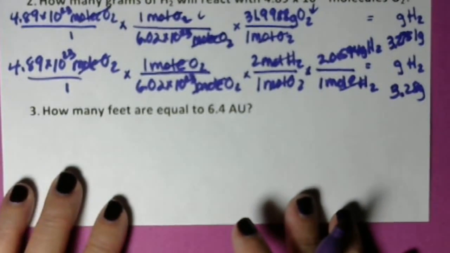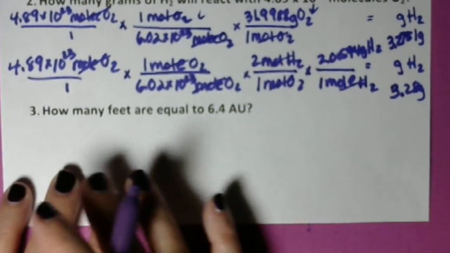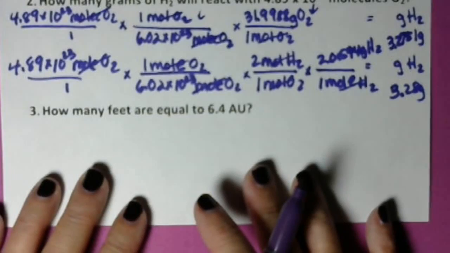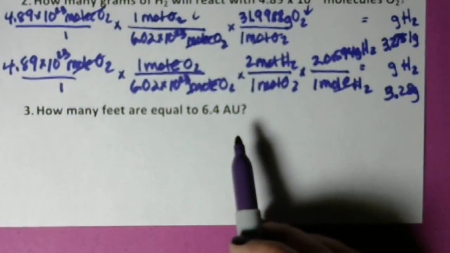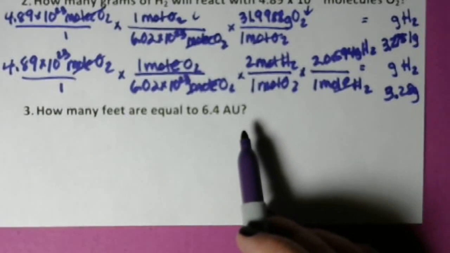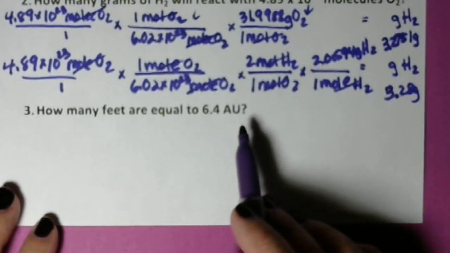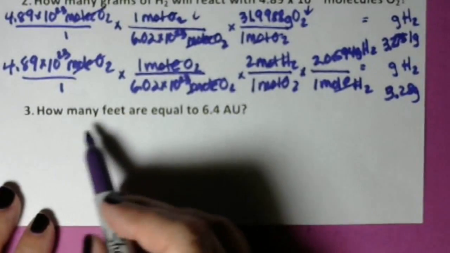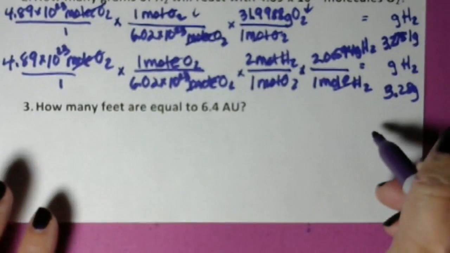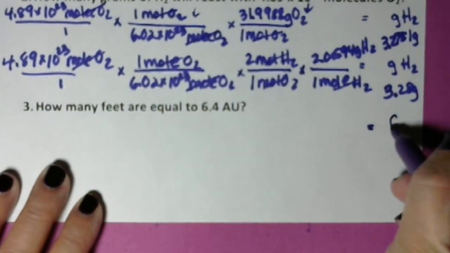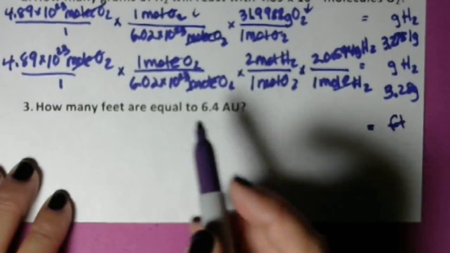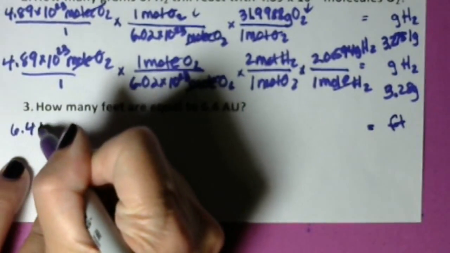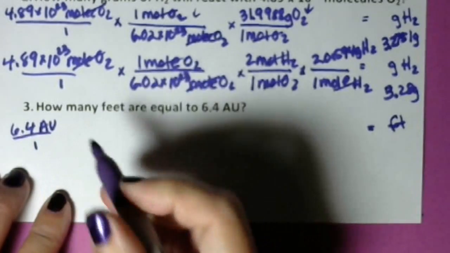Okay, so same steps. How many feet are equal to 6.4 AU? AU actually stands for astronomical unit, and it is the distance from the Earth to the Sun. So I'm going to look and say how many feet. So that's my first step, equals feet. My second step is what am I given? 6.4 AU, and I'm going to put it over the number 1.